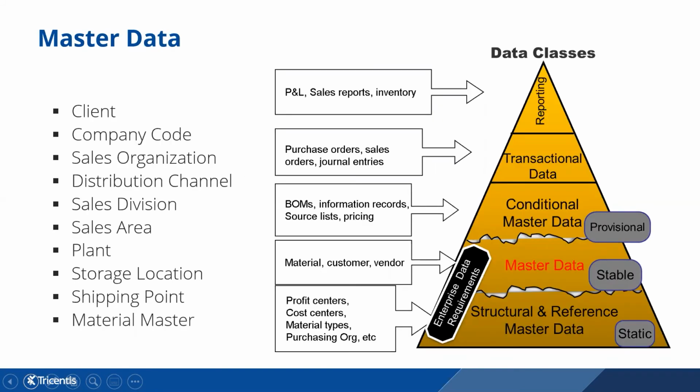Okay. I think one of the key things to understand is the way that data is used within SAP as well. You'll see the pyramid here. The structure and reference master data is stuff that's really static. So these are things like profit centers, cost centers, company codes, purchasing orgs, sales orgs, for example. These are very unlikely to change year by year unless there's some sort of major reorganization within the company. So it's really important to understand not just things like the chart of accounts, but how SAP is structured from a master data point of view.